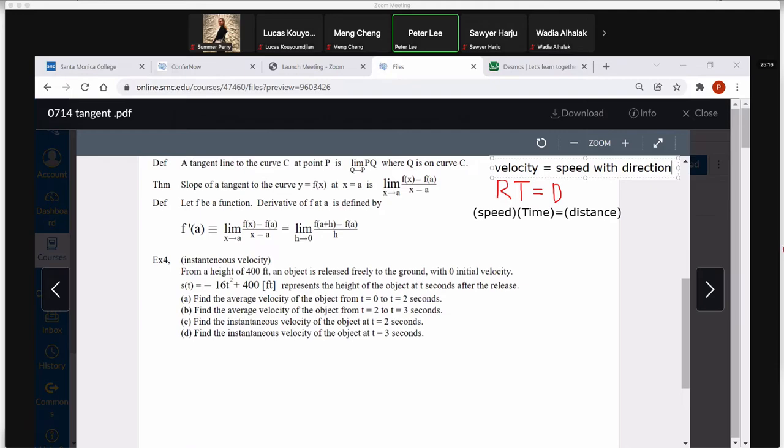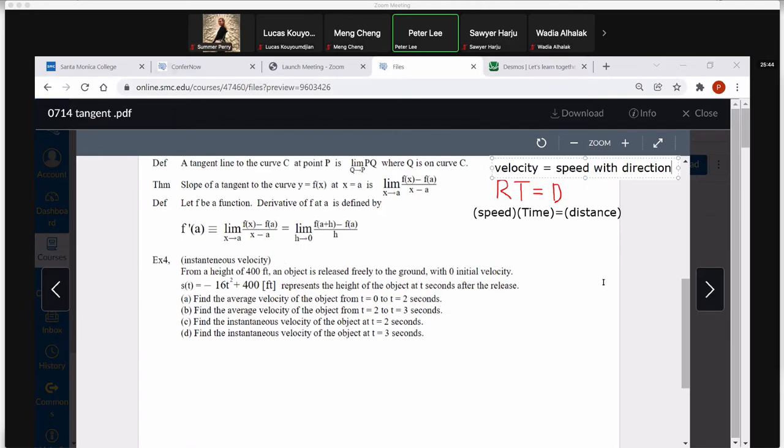Because the object will be moving in a vertical line. Okay, so let's see what the question is. From a height of 400 feet, an object is released freely to the ground with zero initial velocity. S of t is equal to negative 16t squared plus 400 represents the height of the object at t seconds after the release. So now let me explain to you what this S of t is.